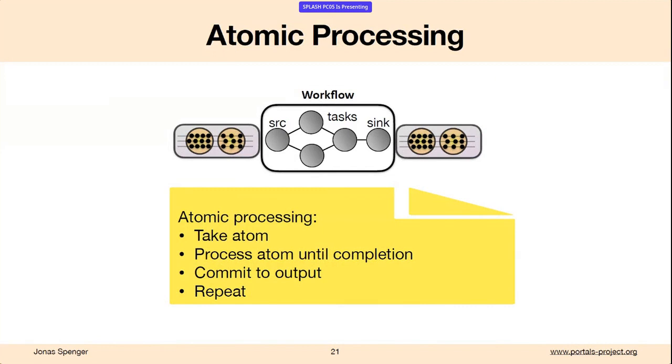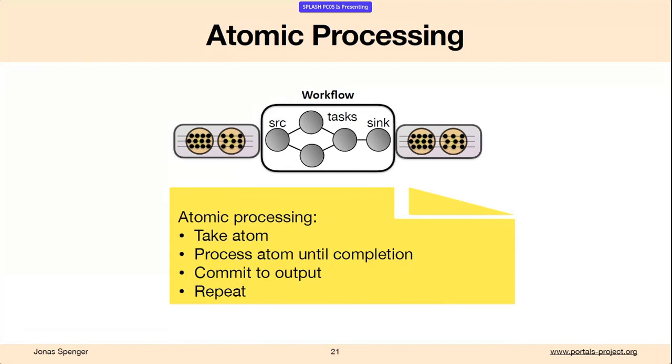What I want to talk about next is more fundamentally how the atomic processing works. That's what we call how the processing units process things. And in a logical sense, and when I say logical, I mean how it is observed to happen, the workflow or any processing unit first does the following steps. It takes one atom from the head of the queue, then it processes it until it's fully complete, and then it commits to the output and repeats this. And again, this is in the logical sense how it executes.